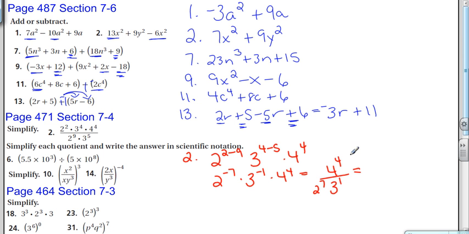So 4 to the 4th, if I did 4 times 4 times 4 times 4, 4 times 4 is 16, another 4 times 4 is 16. 16 times 16 is 256. 2 to the 7th, well, I know 2 to the 6th is 64. So then 2 to the 7th, I'd have to multiply another 2, so that'd be 128. So that's 128 times 3. I know that 128 can cancel into 256 twice. So then when it finally simplifies, it ends up being 2/3.